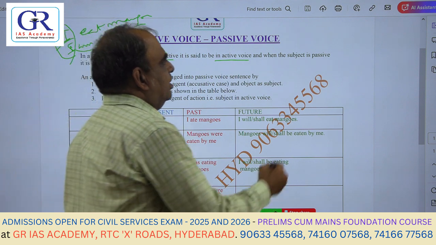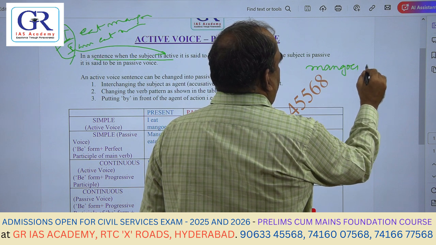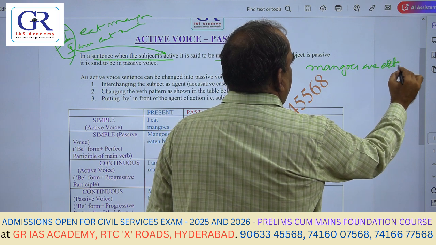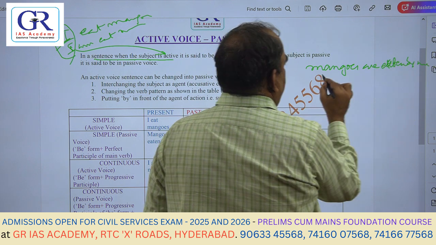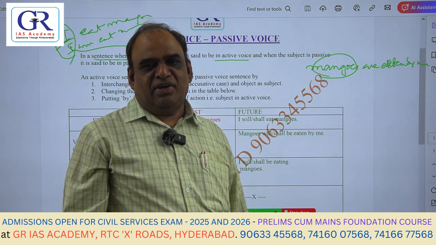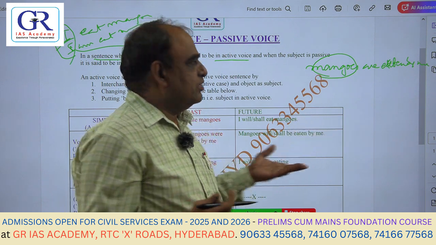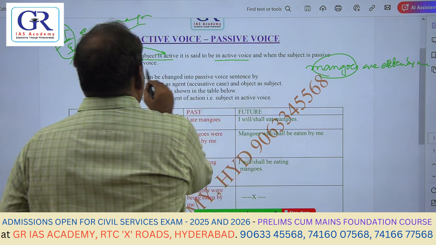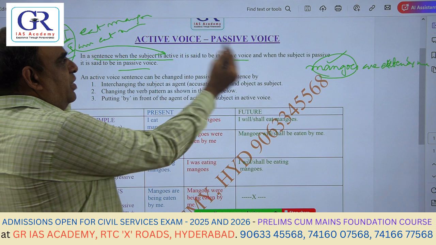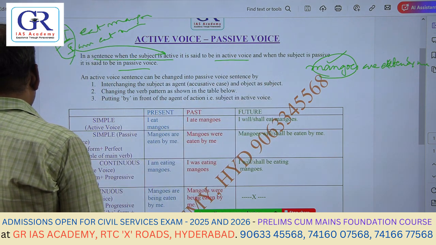Suppose I say that mangoes are eaten by me. What is the subject here? Mangoes. Are they active? No. They are eaten by me. I am active. So the mango subject is not active. In such a case, we call that passive voice. How to change from active voice to passive voice, that we are going to learn now.